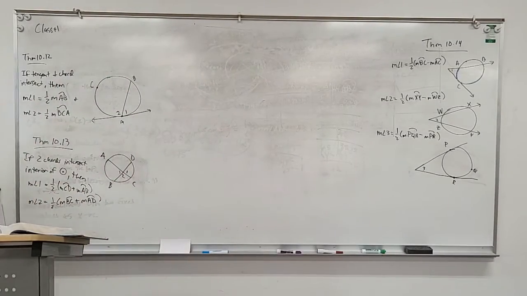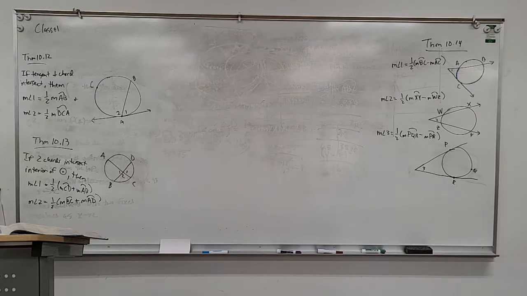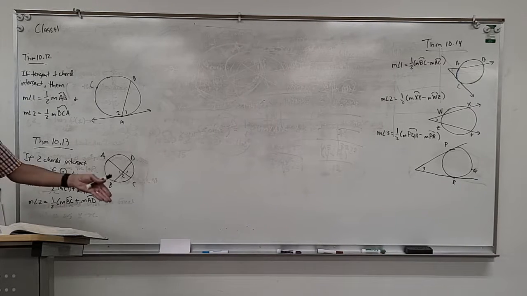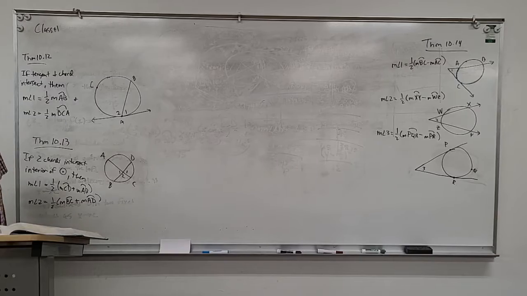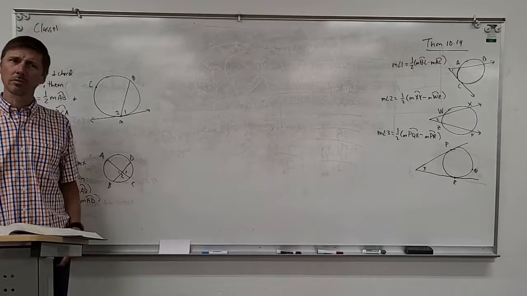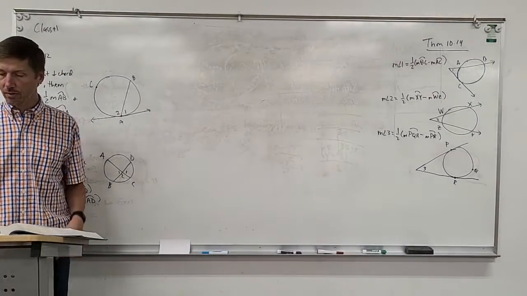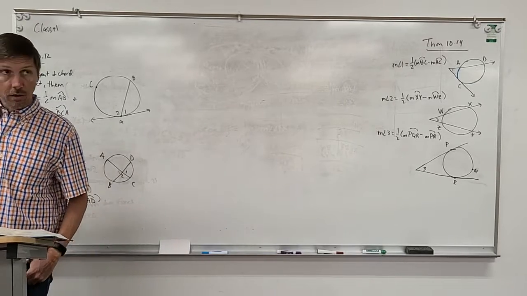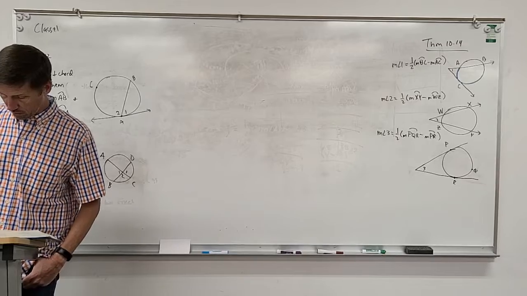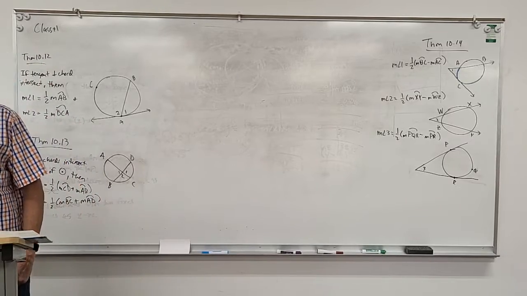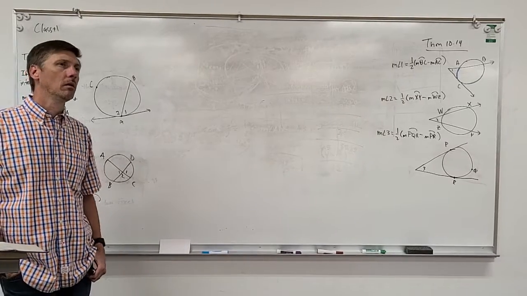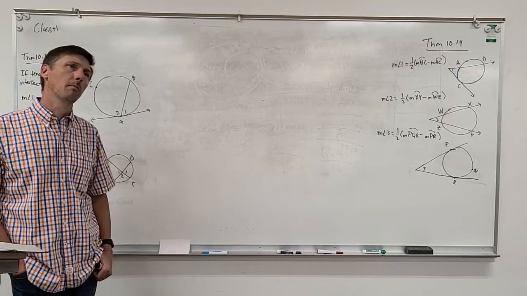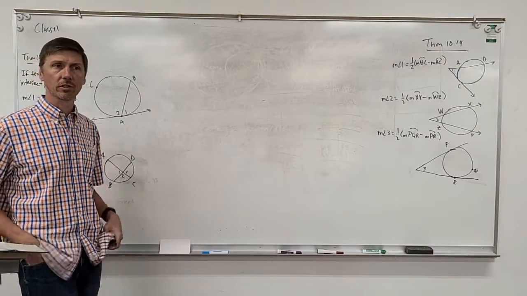So does everybody see how it's the same thing? Each time it's just different lines that form the big arc and the small arc and the angle. Any questions about the theorems, or the theorem itself, the way the theorem is defined? No questions?